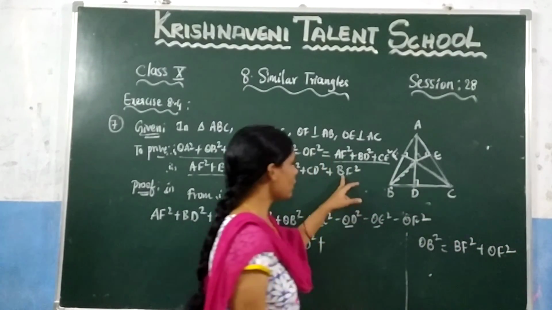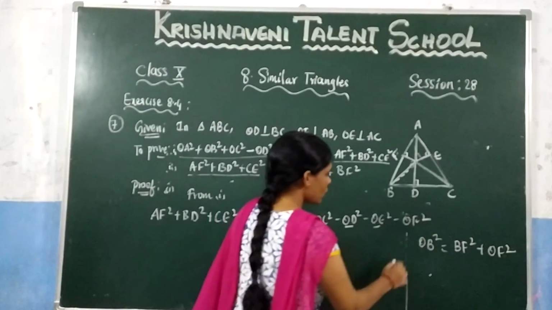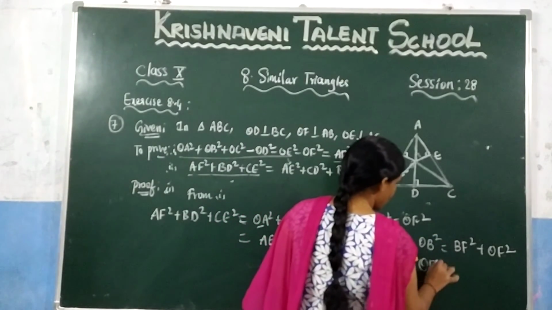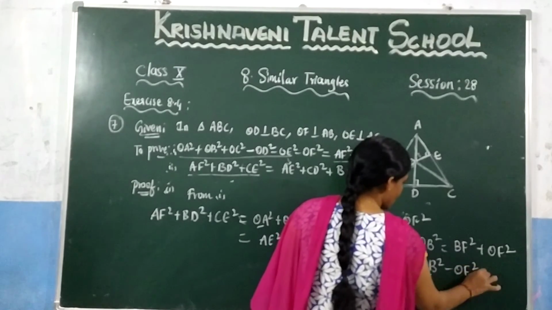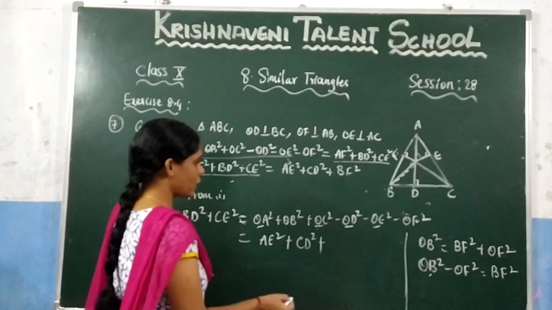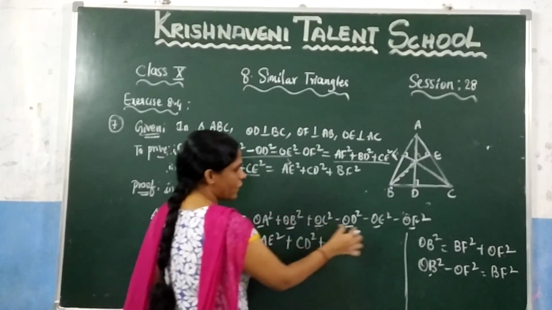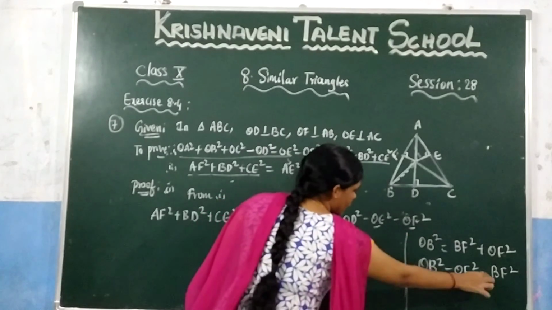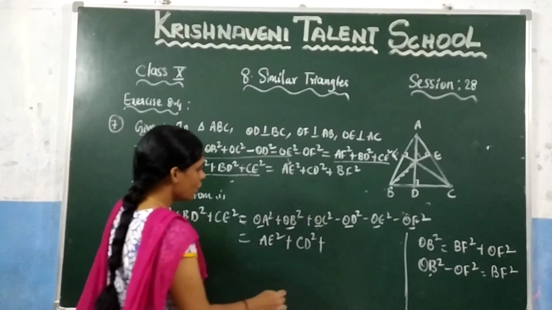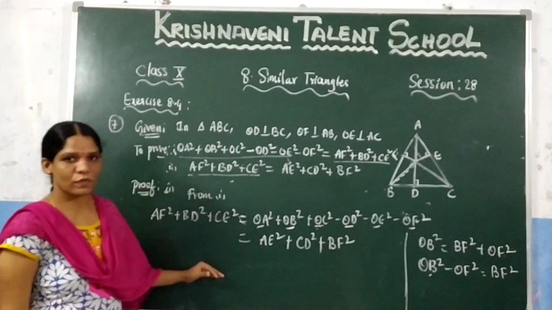Since we need only the value of BF square, let us take this OF to this side so that you will get here OB square minus OF square is equal to BF square. Now let us see where is OB and OF. This is OB and this is OF. In place of OB square minus OF square, you can write it here BF square. So write it here BF square. Right? This is what we need to prove.